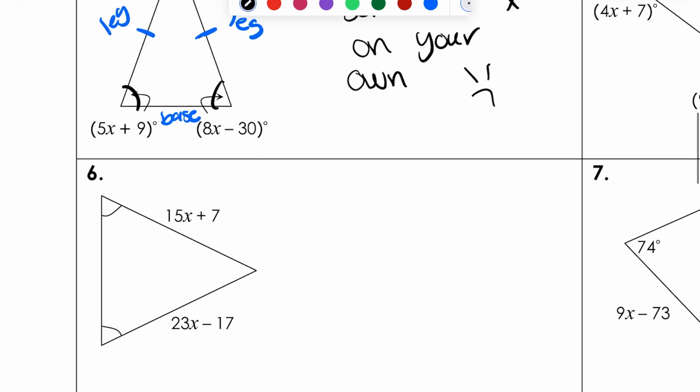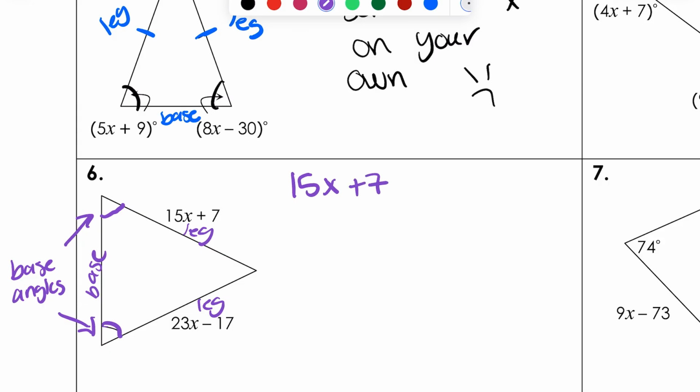Okay, number 6, it doesn't tell you the sides are congruent, but it tells you that the angles are congruent, which means these are base angles, which means this is a base, right? So therefore, this is a leg and this is a leg, which means they are congruent. So 15x plus 7 equals 23x minus 17. Again, solve for x on your own.